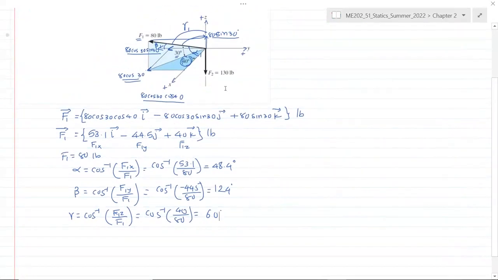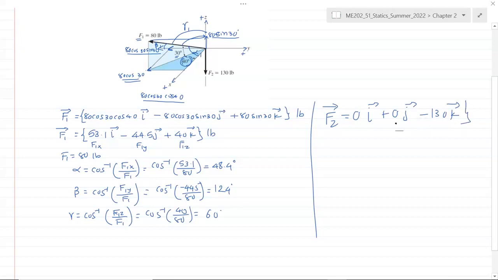We need to apply the same strategy for F2. So for F2, I'll write the Cartesian representation, which is much easier because F2 is directly along the negative z-axis. It does not have any i and j component, so it is 0i plus 0j minus 130k. Negative sign because the vector k is going in the negative direction. Pound. And the magnitude of F2 is 130 pound.